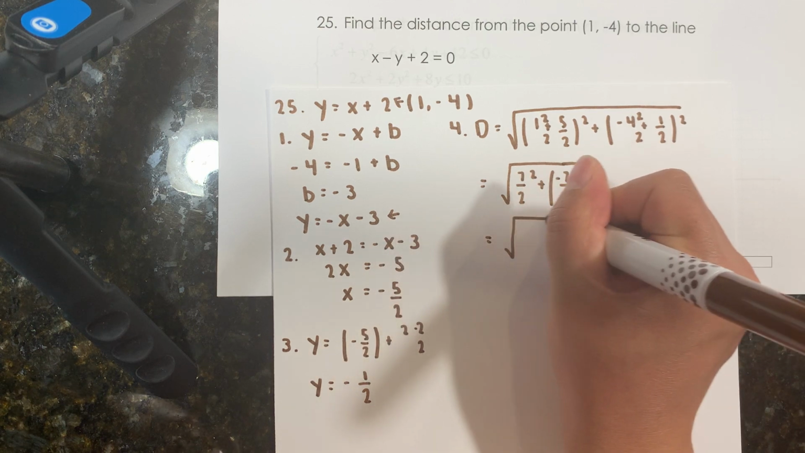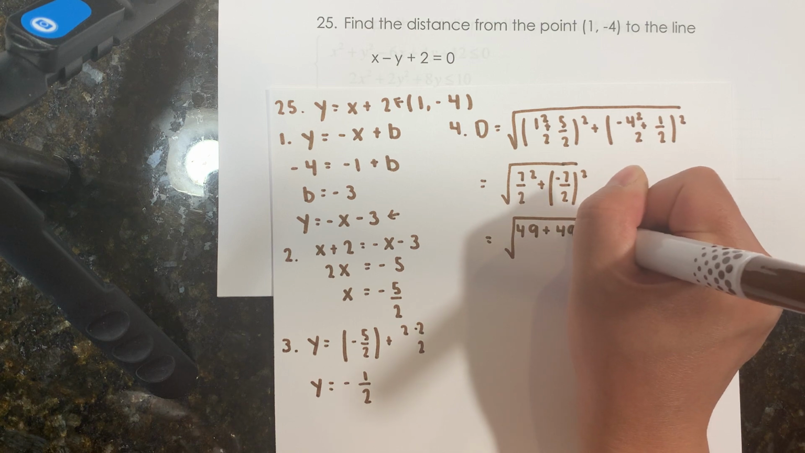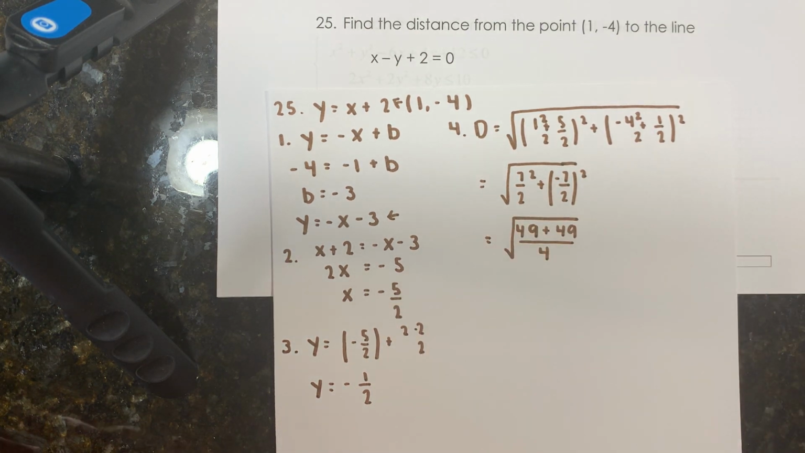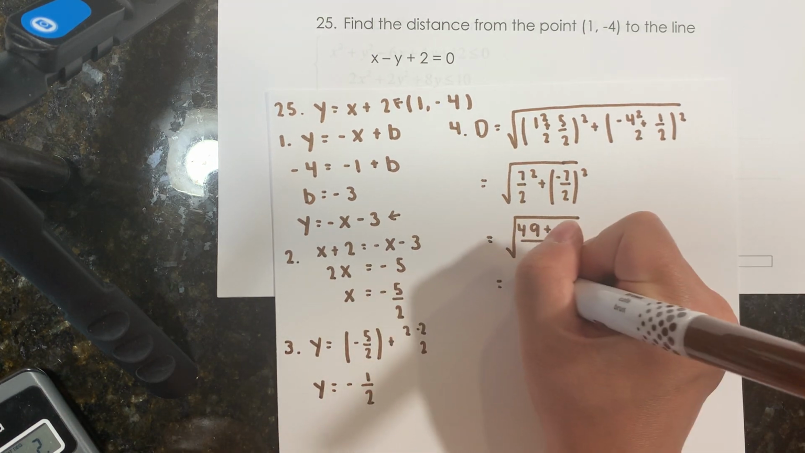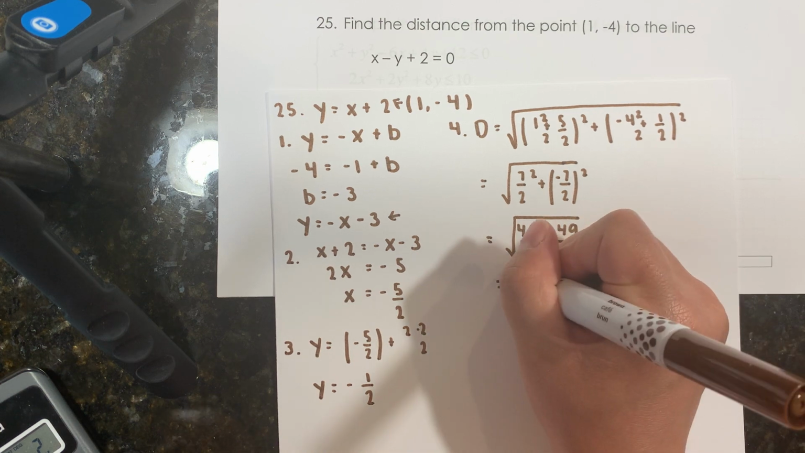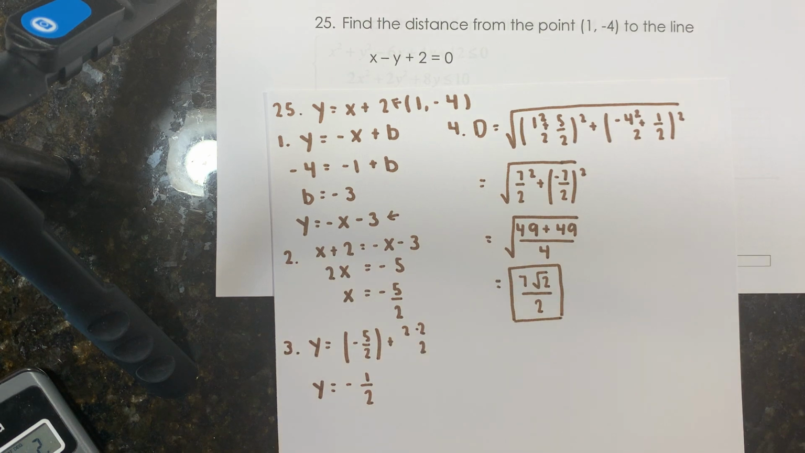So that would be 49 plus 49 over 4. So 49 plus 49 gives us 98. And that would simplify to 7 square root 2 all over 2. And that would be number 25 on this lesson.